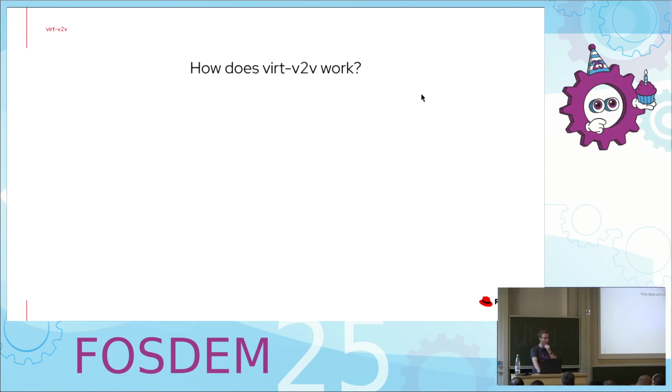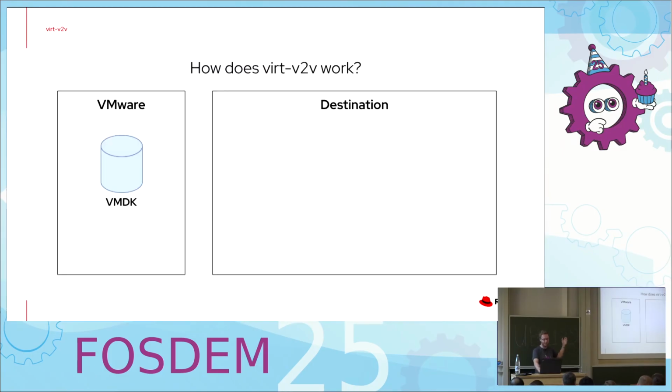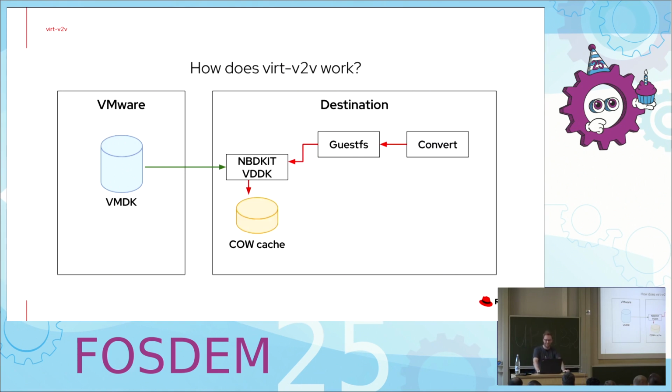So how does virt-v2v work? This was the NBDKit. With virt-v2v, we have the VMDK on the VMware side. That's a disk format through which we connect with the NBDKit. VMware has the libraries called VDDK, which are used to manipulate their disks, and NBDKit has a plugin for it, which allows NBDKit to do the same things as I was trying to show with the curl.